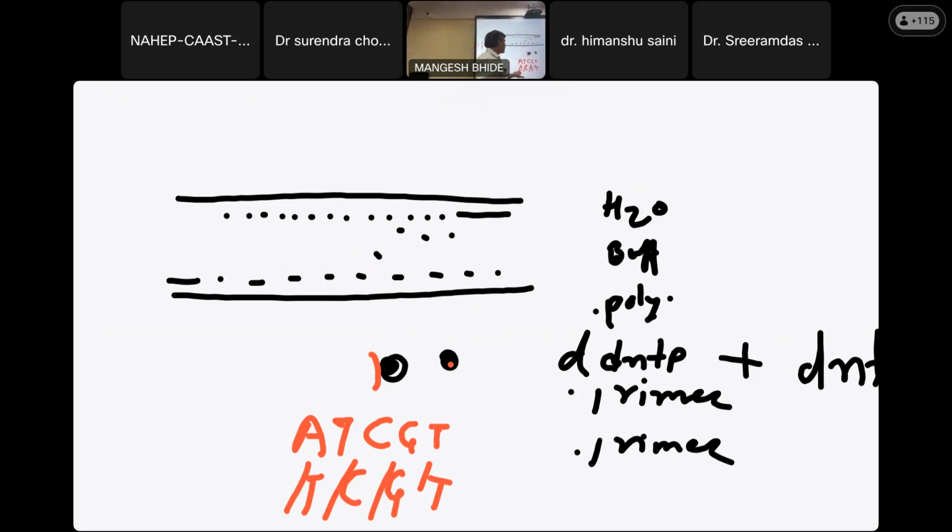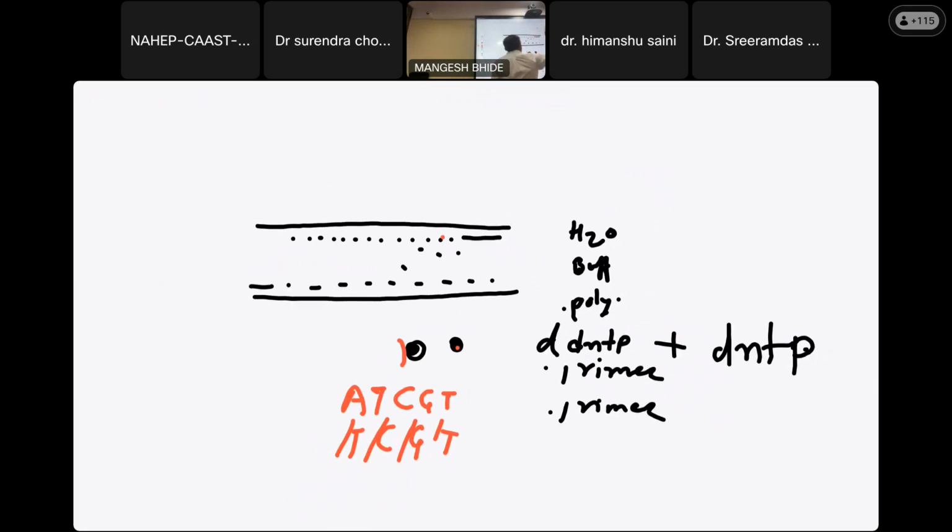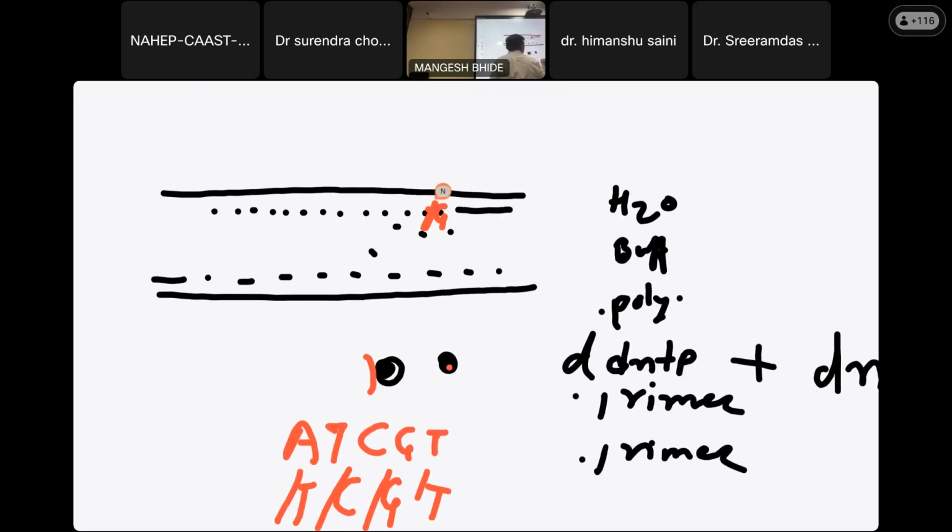Stop means there is no filling of the next nucleotide. There is a stoppage. So what will happen? Your primer will sit, and then randomly, if there is a G here, then ddNTP, if it sits, this fragment will fall apart.